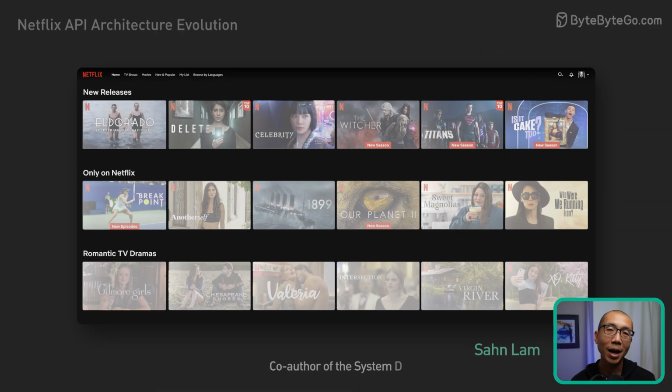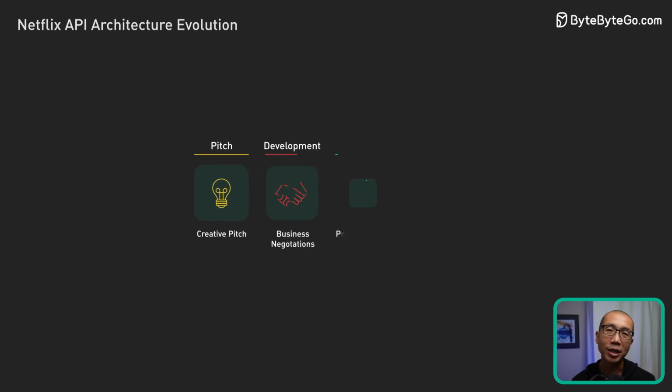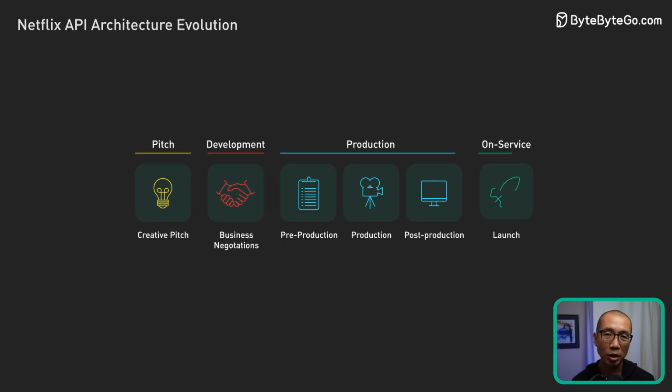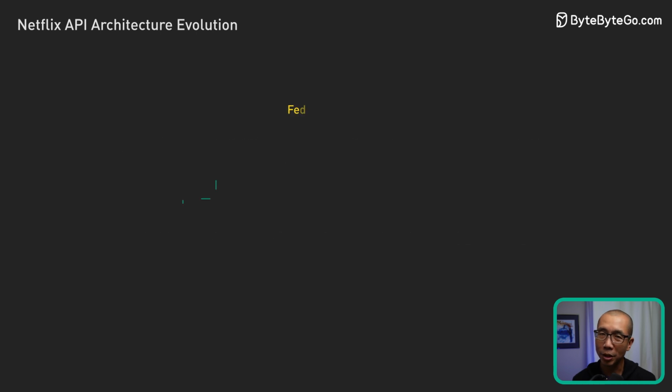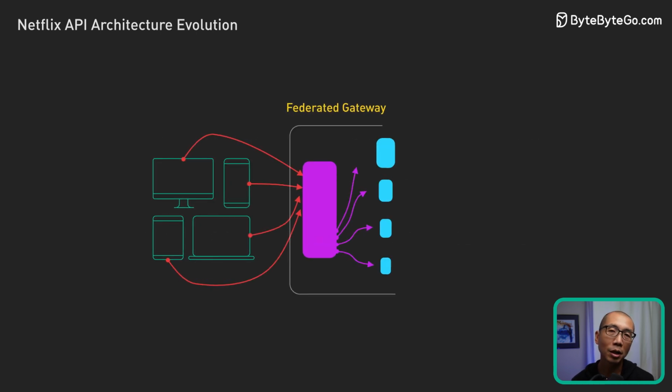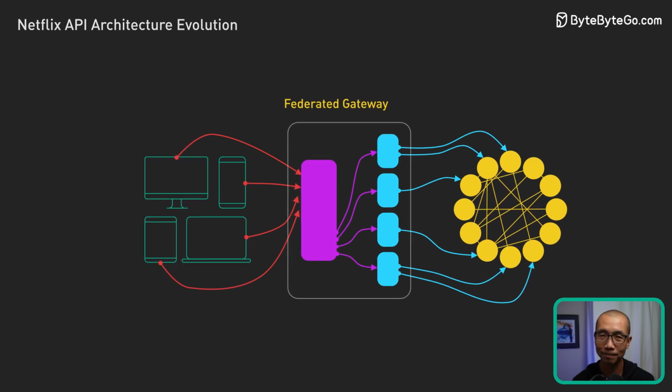Netflix is known for the massive library of original content. Have you ever wondered about the technology that underpins its operations to allow them to create this massive library? Today we're going to explore the remarkable journey of Netflix's studio-facing API architecture.